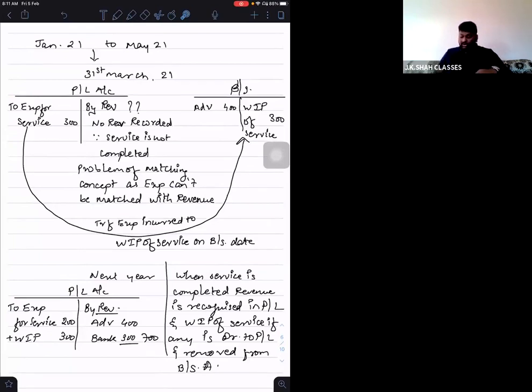So this all we are doing only for one purpose, that is matching concept. All these Ram Kahani, all these Ramayanam, we are doing only for one point, that is to fulfill matching concept, so that matching concept is not violated. And it is very much correct, sir, because if you are aware about matching concept, it is very clear that expense should have corresponding revenue.